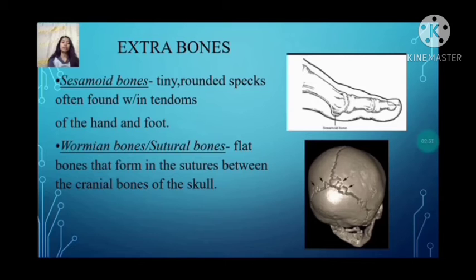Sesamoid bones are tiny rounded specks often found within tendons of the hand and foot. Wormian bones, or sutural bones, are flat bones that form in the sutures between the cranial bones of the skull. If you see the first picture of the foot, the sesamoid bones are found at the base of the big toe of our foot. And the Wormian bones, or sutural bones, are found within the sutures.